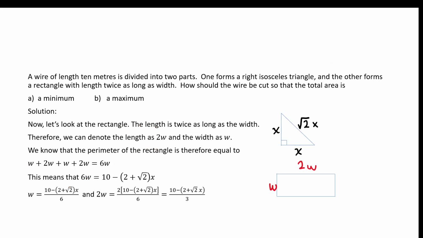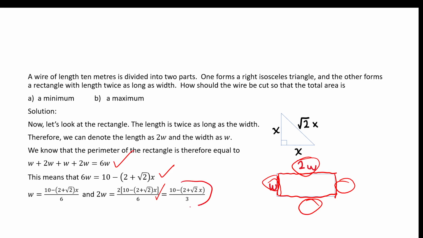Okay. Now, we also know that this width right here is half as long as the length. So we could say that the length is equal to 2w, okay? And so what we can say is the overall perimeter of that rectangle is w plus 2w plus w plus 2w, which is 6w. And since we know the perimeter is 10 minus the quantity (2 plus root 2) times x, we can say 6w is equal to that, meaning w is equal to this amount right here, and 2w is equal to this amount right here.